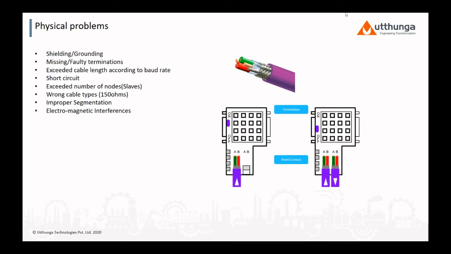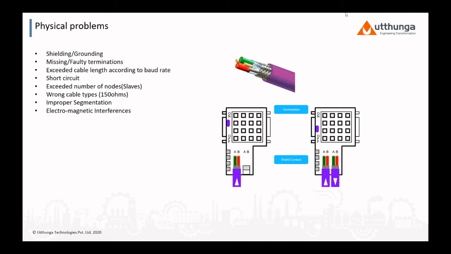And exceeded number of nodes. As we discussed, 124 is the maximum number of nodes that can be connected to a PROFIBUS master, and the number of slaves that can communicate in a particular segment is 32. If you exceed that, what will happen? It will communicate, but gradually you will have intermittent failures.